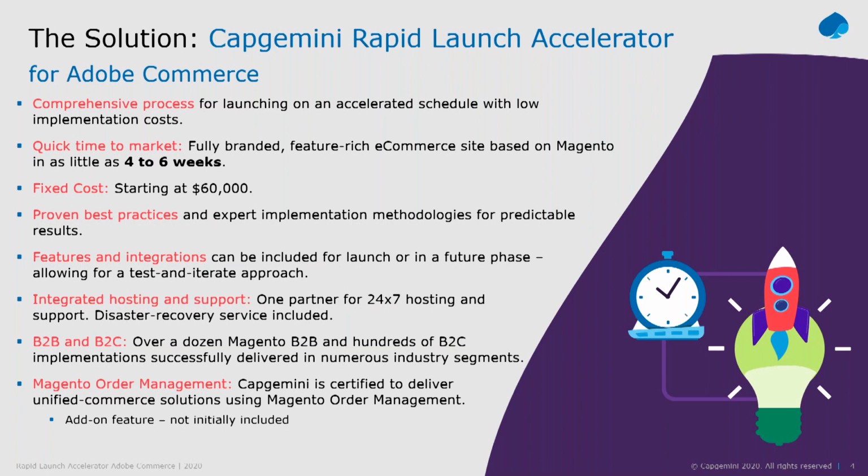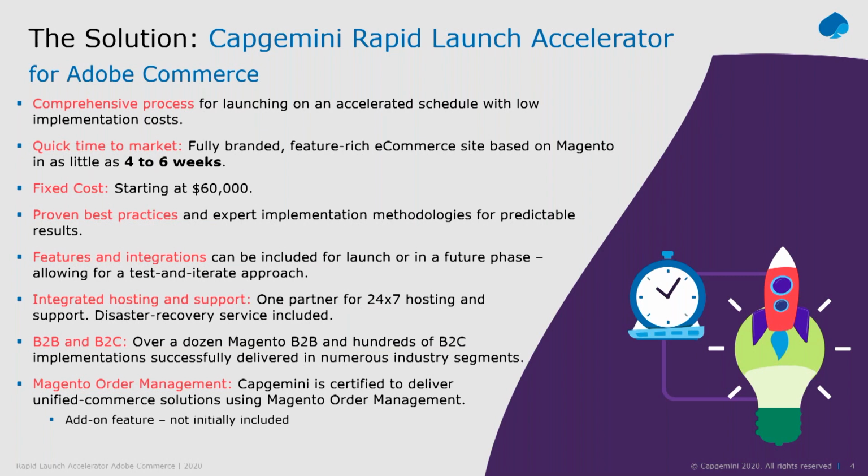In addition, Magento has an order management module. So Magento order management, we are certified as Capgemini to deliver that. So that's an additional benefit. If you need that order management capability, we can add that on. That's not included in the original 4 to 6 weeks, but we can add it on.